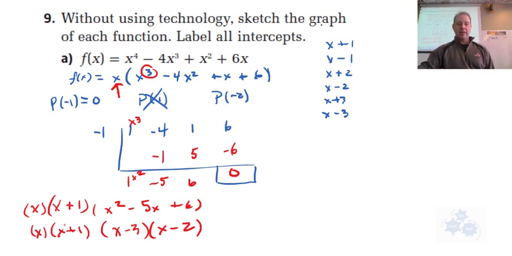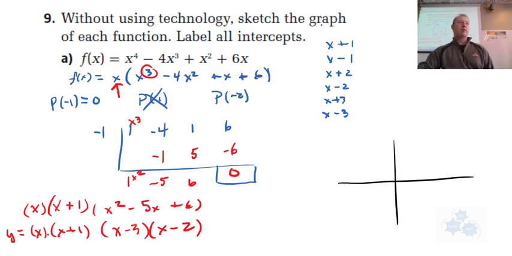Okay. So do we have any factors that are double or tripled up here? No, they're all separate. So this is what the function looks like. So what does that tell us? Well, over here, we're going to write down some intercepts. So 0 is an intercept from this one. Negative 1 from over here. Positive 3 over here. And positive 2. So those are our intercepts.